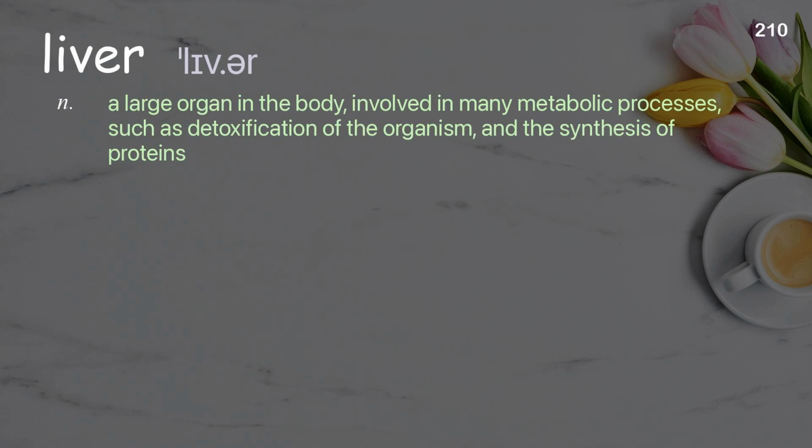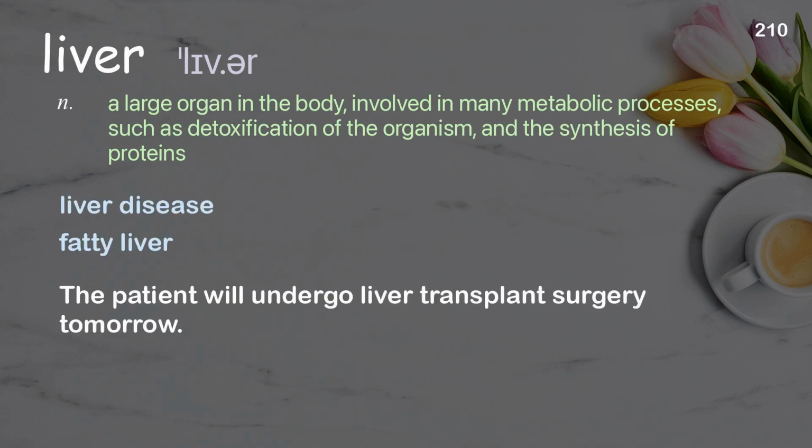Liver. A large organ in the body, involved in many metabolic processes, such as detoxification of the organism and the synthesis of proteins. Examples: Liver disease. Fatty liver. The patient will undergo liver transplant surgery tomorrow.